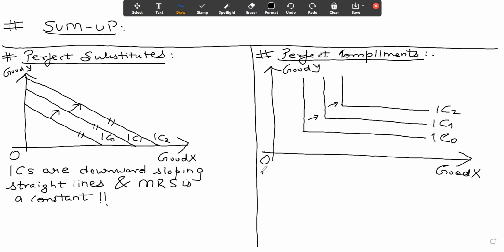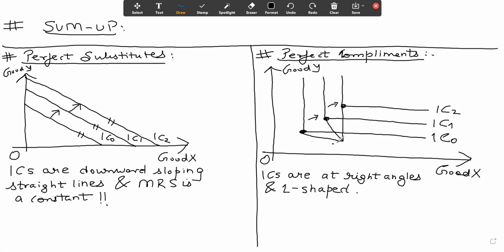So in this case, my ICs are at right angles. ICs are at right angles and L shaped. You can see they are forming an L. And these are all my kinks. So I can say these are all called kinks.